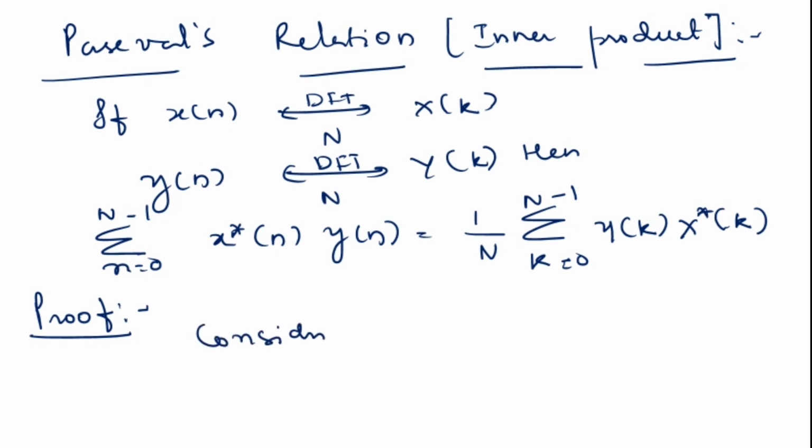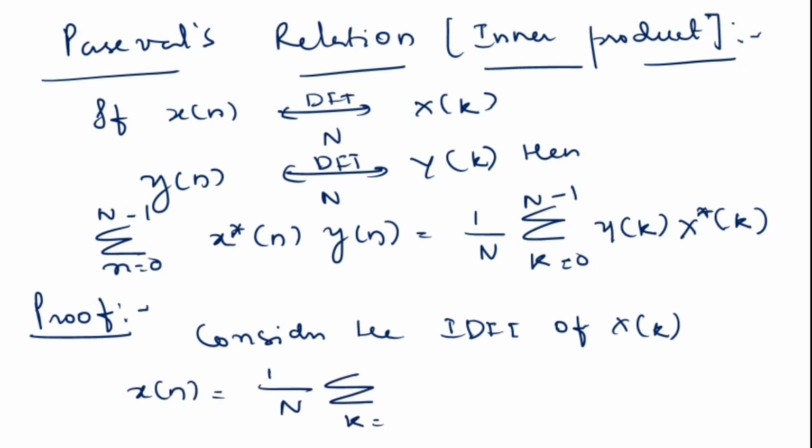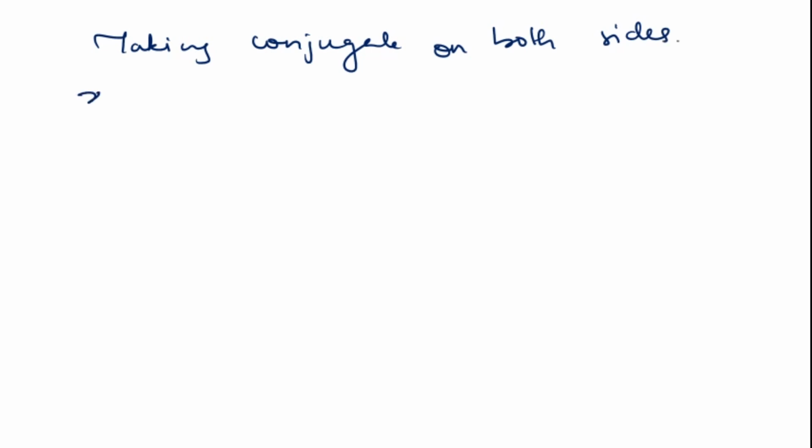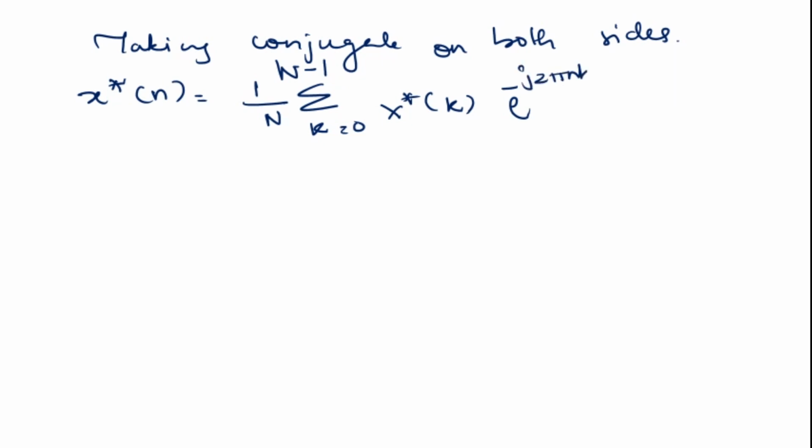Consider the IDFT of X of k, that is x of n is equal to 1 by N summation k is equal to 0 to N minus 1 X of k into e power j 2 pi n k by N. Taking conjugate on both sides, we get x star of n is equal to 1 by N summation k is equal to 0 to N minus 1 X star of k into e power minus j 2 pi n k by N. Call it equation number 1.